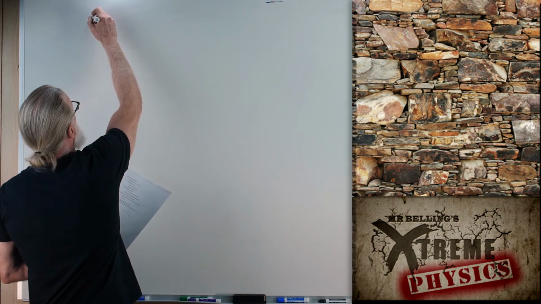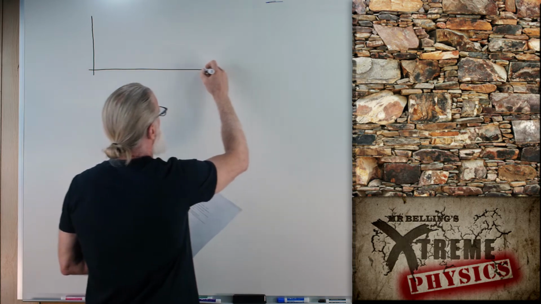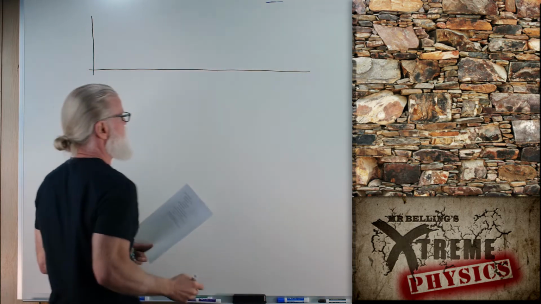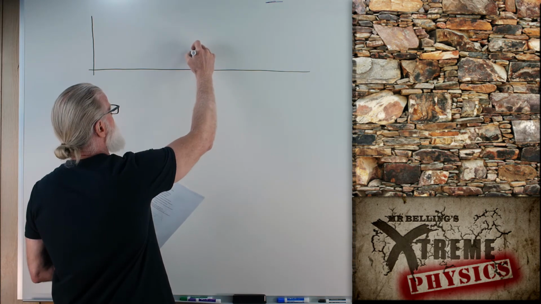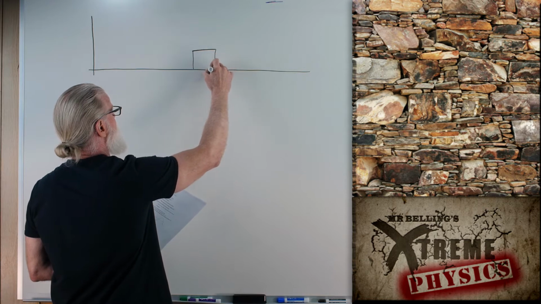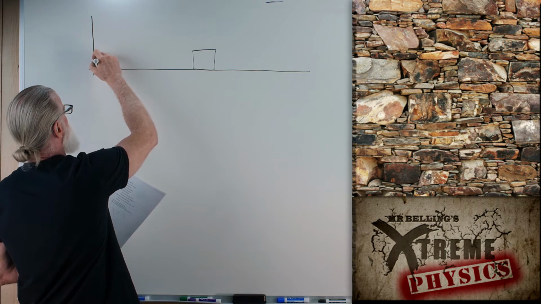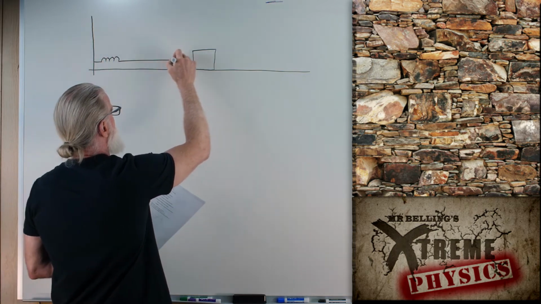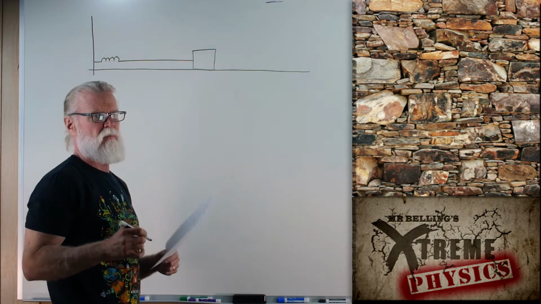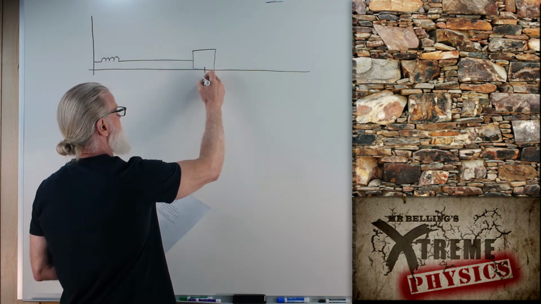We're going to have like a wall or something like that. And then we're going to have a frictionless surface, and a block on a frictionless surface. So here's my block. And we're going to attach to this an ideal spring. So here's my spring, and it's attached to the block. Right now I've drawn it at the equilibrium position, and so let's call that 0.